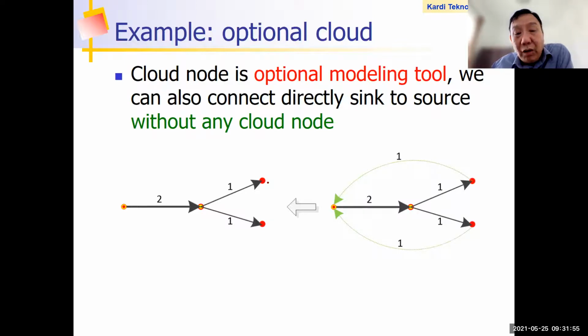Okay, so the cloud node is optional. You can also connect the sink directly to the source without any cloud node. Right, something like this. Is it clear?